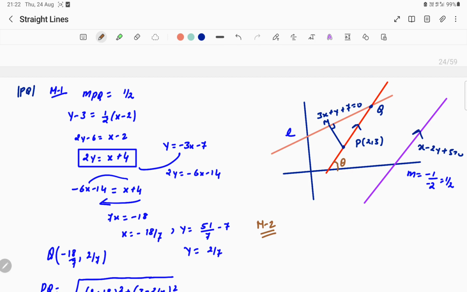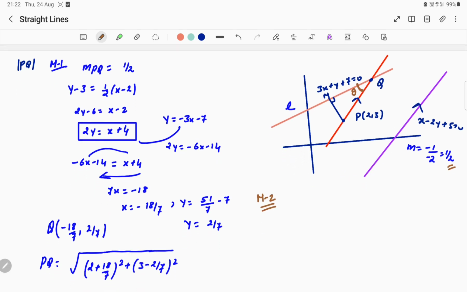With a slope you can find at least tan theta, isn't it? So already we have the slope is 1 by 2, so tan theta is going to be 1 by 2. Is it okay? So is it possible to find this angle? Let's call this angle theta. Okay, so the answer is yes.